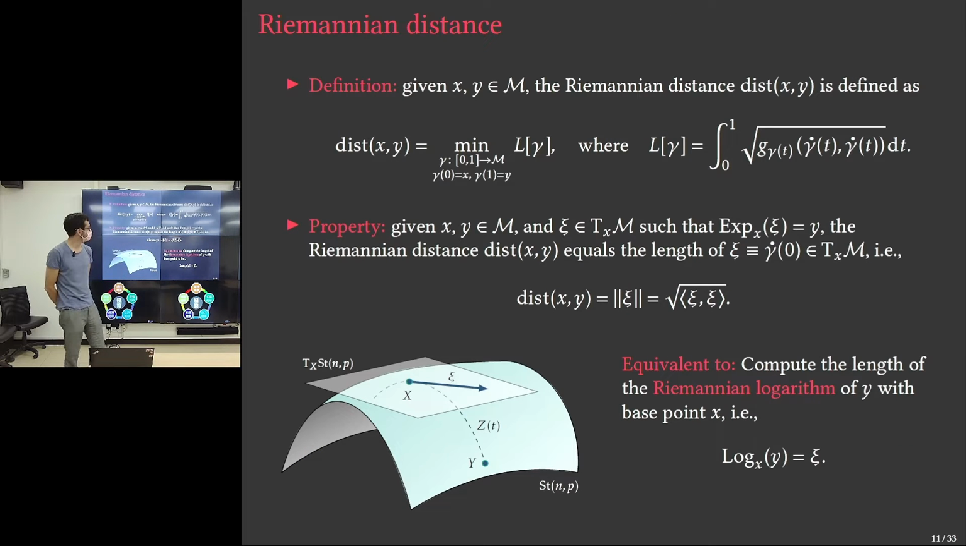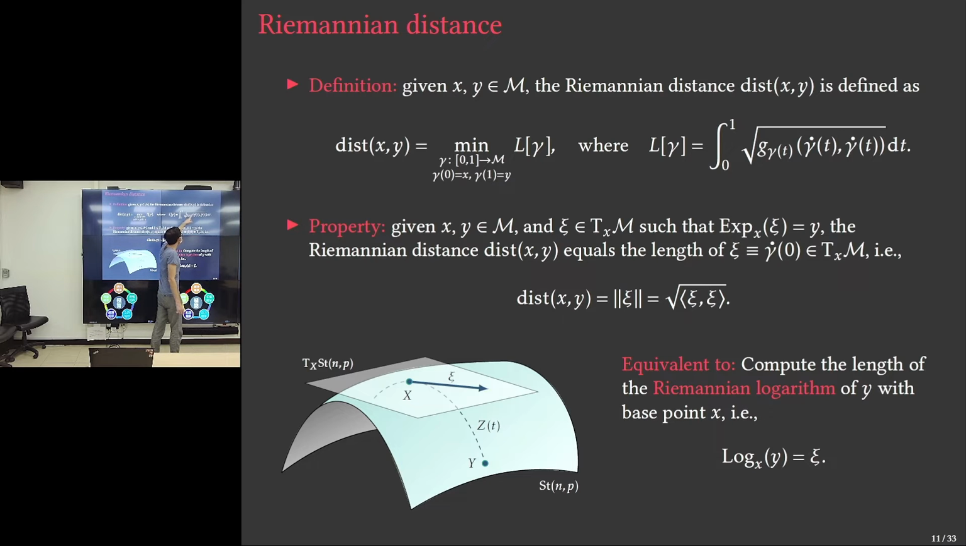Another tool, another object, is the distance. The most general definition goes through the length functional. We first define a length functional of a curve. Here it doesn't need to be a geodesic. Gamma is just some parameterized curve on a manifold, and then we compute this integral. This just gives you the length of a curve.